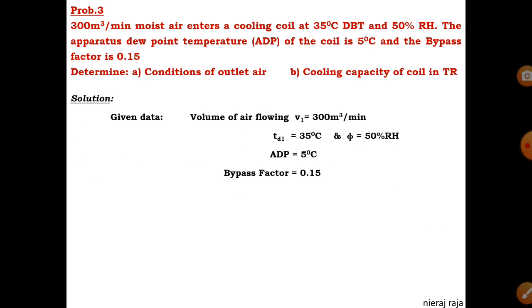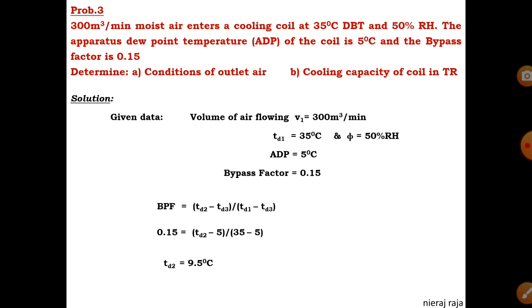Now let us take out the given data. V1 300 meter cube per minute, TD1 35 degrees Celsius, 50% RH, ADP 5 degrees Celsius, and the bypass factor. Now the bypass factor is given, which means you can easily calculate the temperature at the second condition. At inlet condition it is 35. At outlet condition it can be found by using the bypass factor. As it is a cooling coil, the bypass factor is equal to TD2 minus TD3, where TD2 is the exit temperature and TD3 is the apparatus dew point temperature, divided by TD1, the inlet temperature, minus TD3, again the apparatus dew point temperature. You just substitute the values and you will get TD2 as 9.5.